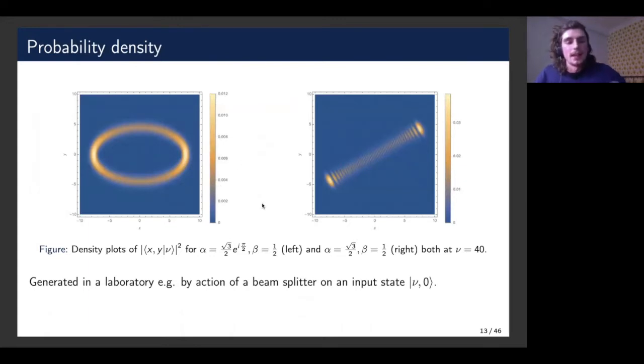They're also coherent states in the sense that their probability distributions concentrate on the spatial distributions of their classical counterpart, because coherent states are considered classical in some sense because they minimize the uncertainty relation and have correspondence with the classical oscillator, while these have some correspondence with the classical behavior of the isotropic two-dimensional oscillator. So we recover ellipses in their spatial probability distribution. And these states can be generated in a laboratory, I think, in a fairly straightforward way by the action of a 50-50 beam splitter on an input state with nu photons in one mode and the vacuum in the other. So these are well understood.